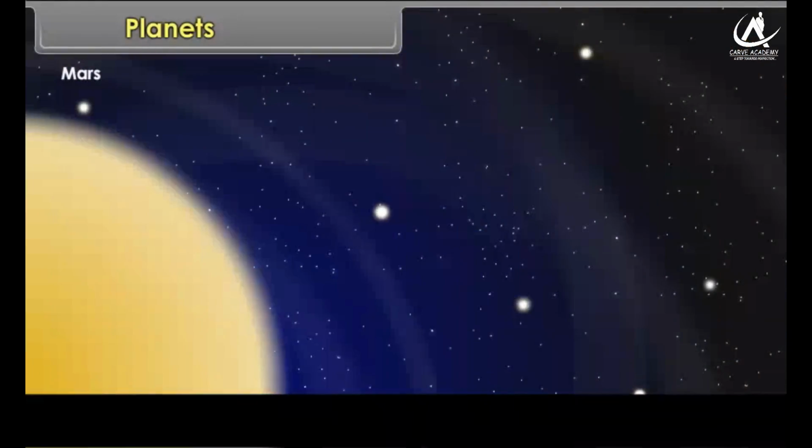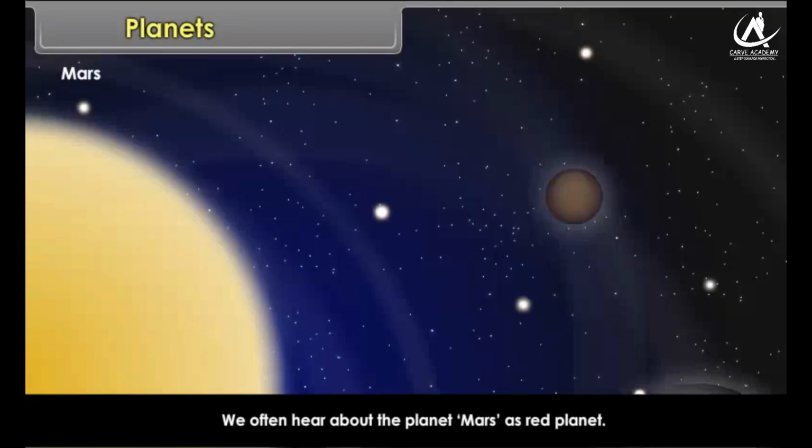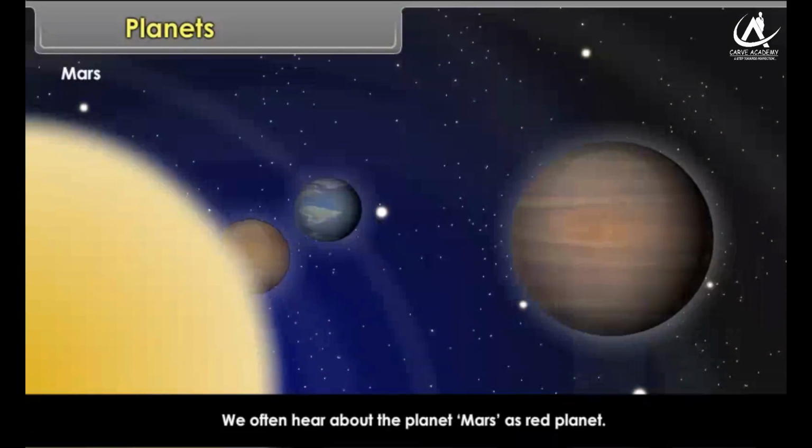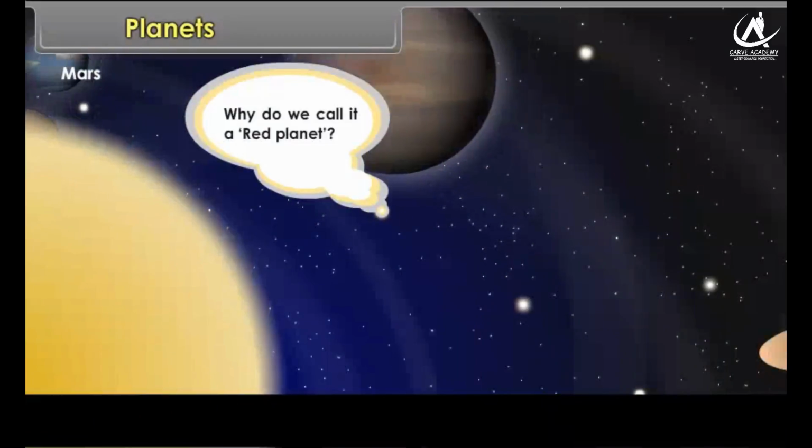Mars. We often hear about the planet Mars as red planet. Why do we call it a red planet?